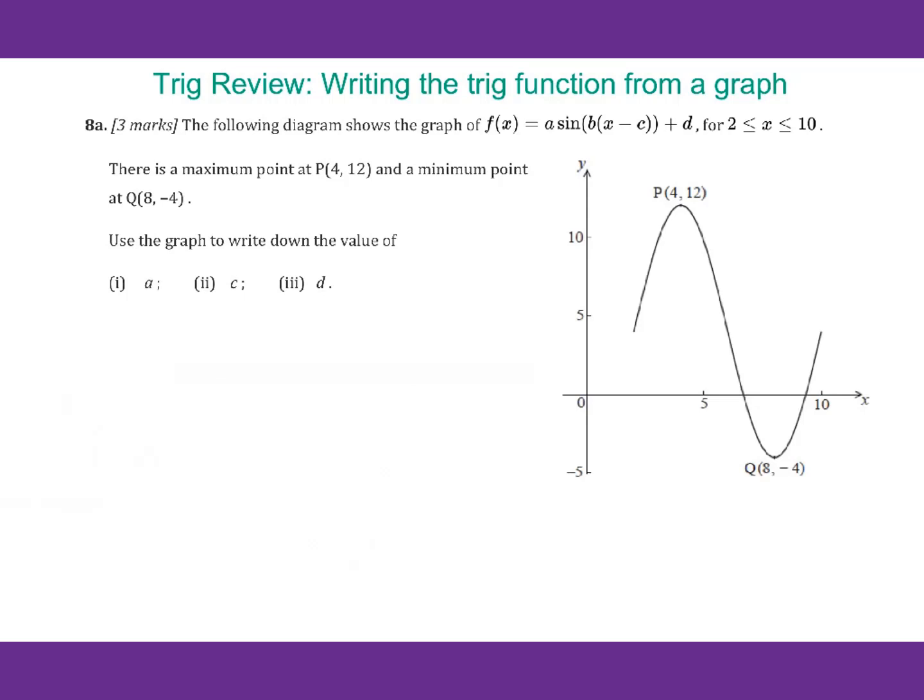This video is about how to write the trig function from a given graph. For 8a, the following diagram shows the graph of f of x equals this. For x between 2 and 10, there is a maximum point at p (6, 12) and a minimum point at q (8, -4). Use the graph to write down the value of a, c, d.